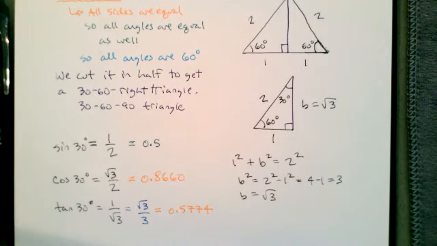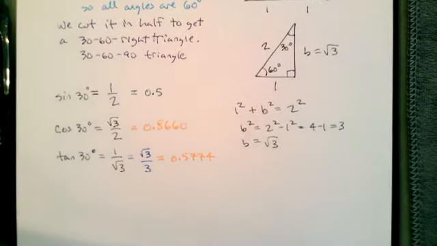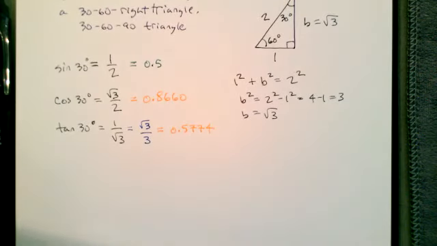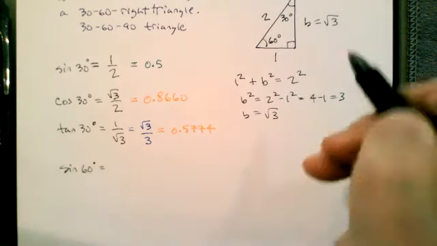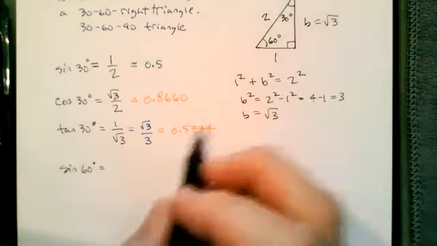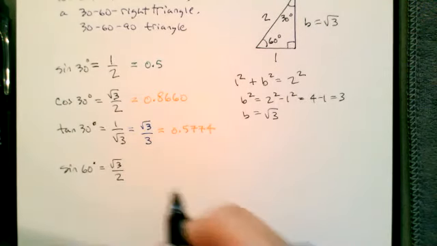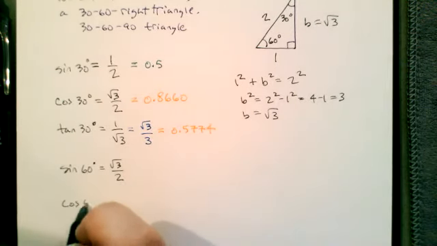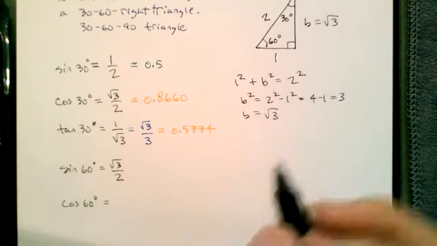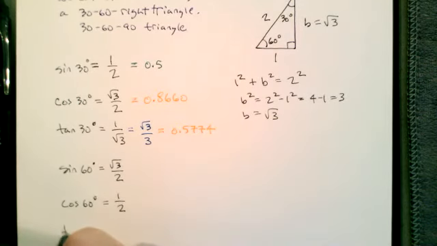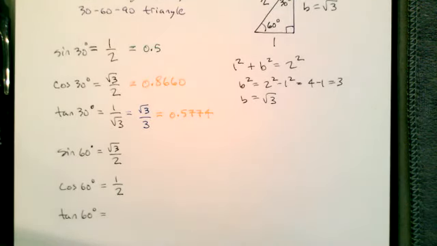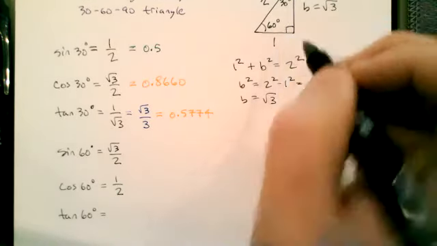So we have sine 30, cosine 30, tangent 30. There's also a 60-degree angle in here, so we have to write those down as well. The sine of 60: the root 3 is now opposite, so it's √3/2. Cosine of 60 is adjacent over our hypotenuse, so in this case, 1 over 2. And tangent of 60 is opposite over adjacent, so now that's opposite root 3 over adjacent 1.